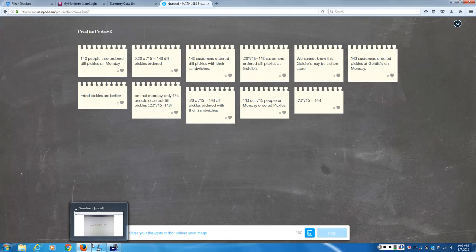Then all of those people say yes when the clerk said, do you want a dill pickle with that? No, only 20%. Only 20% of it. So in order to figure out who ordered dill pickles, we had to know how many people there were total that ordered sandwiches. You order your sandwich first, and then you say, oh yes, and I would like a dill pickle with that. Okay? So it's the idea of before and after.